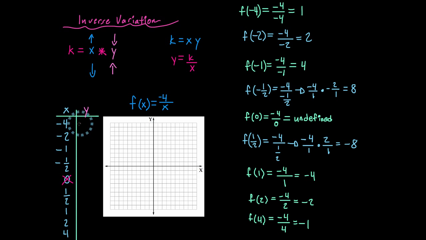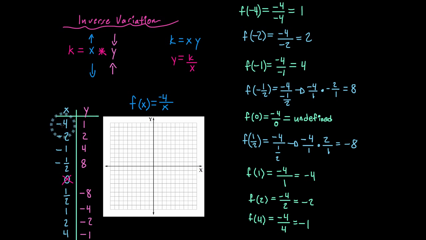Alright, so when x is negative 4, y is 1. When x is negative 2, y is positive 2. When x is negative 1, y is positive 4. In fact, I'm going to fix that 4 real quick. And when x is negative 1/2, y is 8. We don't use 0. It creates a value that's undefined. When x is 1/2, y is negative 8. When x is 1, y is negative 4. When x is 2, y is negative 2. When x is 4, y is negative 1. Well, let's go ahead and plot this information.